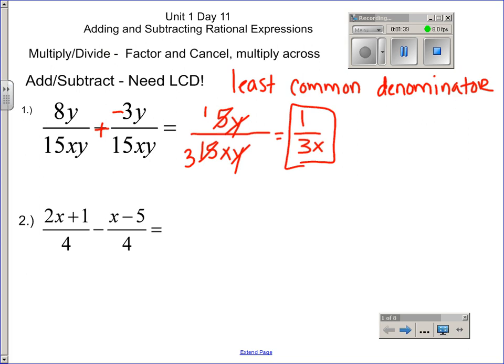Let's look at number 2. Does it have a least common denominator? It does. It has a 4. So now, same thing. Subtraction becomes addition. The x becomes a negative. The 5 becomes a positive. Now we combine like terms. 2x plus negative x and 1 plus 5. Can we simplify the 6 and the 4? No, because the 6 is attached to a plus with the x. That is one factor. So that is your answer.